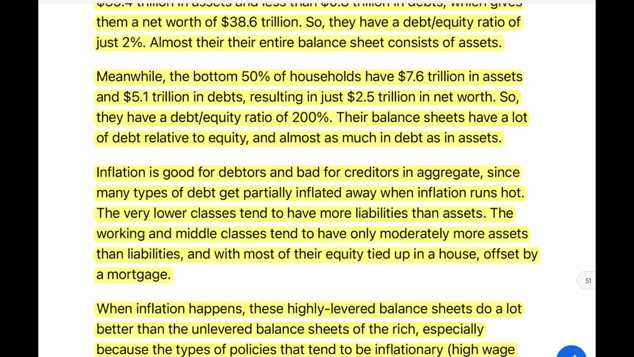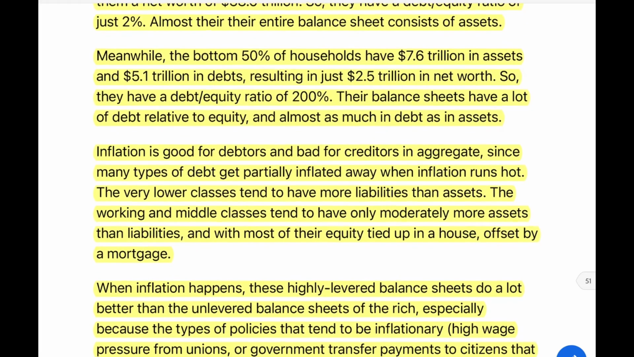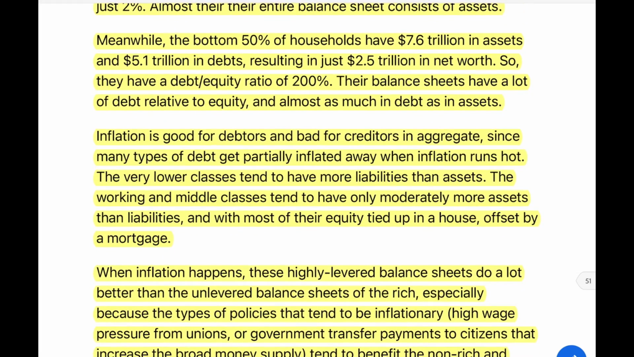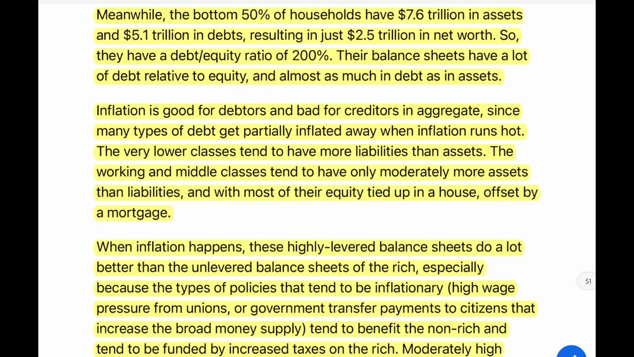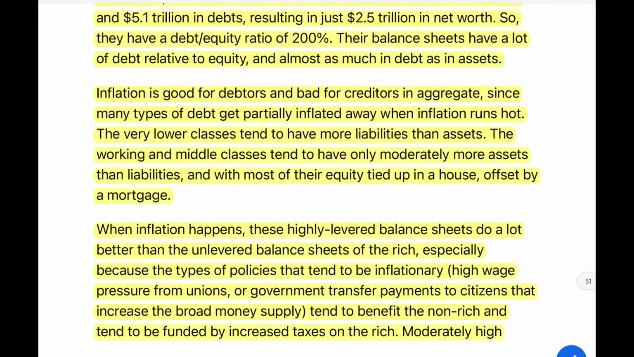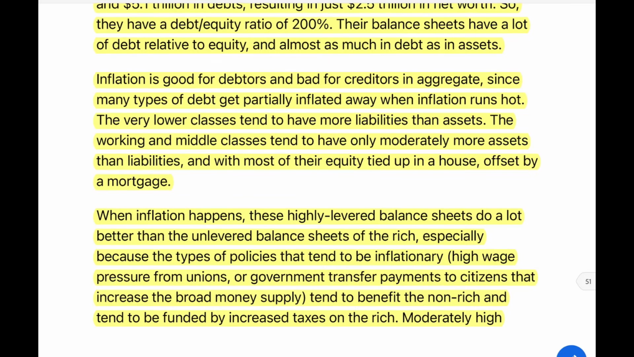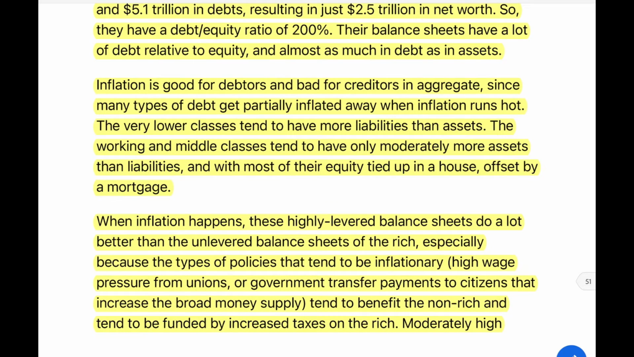So they have a debt to equity ratio of just 2%. Almost their entire balance sheet consists of assets. Meanwhile, the bottom 50% of households have $7.6 trillion in assets and $5 trillion in debts, resulting in $2.5 trillion in net worth. So they have a debt to equity ratio of 200%. Their balance sheets have a lot of debt relative to their equity and almost as much debt as their assets.